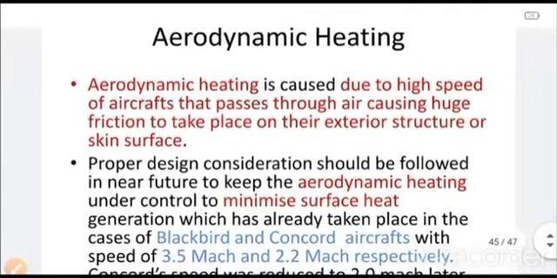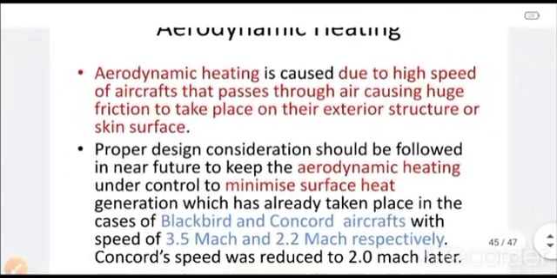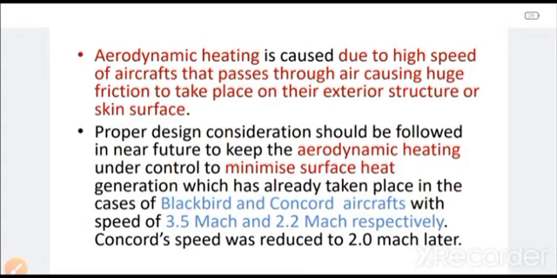There is another small point which is about aerodynamic heating. So what is this? Basically this is the air friction taking place on the surface of the aircraft. Whenever we are flying with such high speed, the air molecules will be striking the surface of the wing, and that will cause a lot of friction, and due to that a lot of heat will be generated, and that heat needs to be minimized whenever we are designing an aircraft.